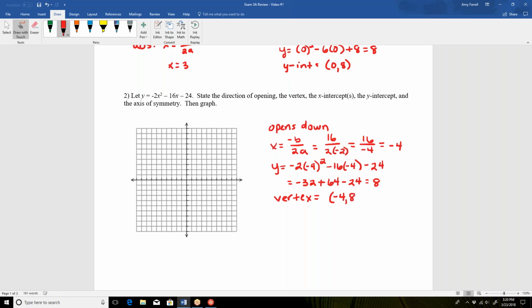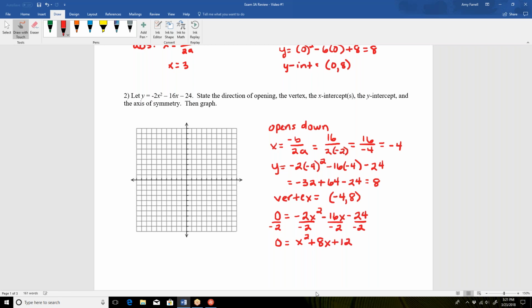This time our vertex is going to be the highest point on the graph since our parabola opens down. To find our x-intercepts, we substitute 0 for y and solve. And to factor this, I noticed that all terms are divisible by 2. Actually, I can do -2. It would be a little easier to factor. So I'm going to divide both sides of this equation by -2. I'm just trying to make it easier on myself on factoring. So I'll now have 0 equals x squared plus 8x plus 12.